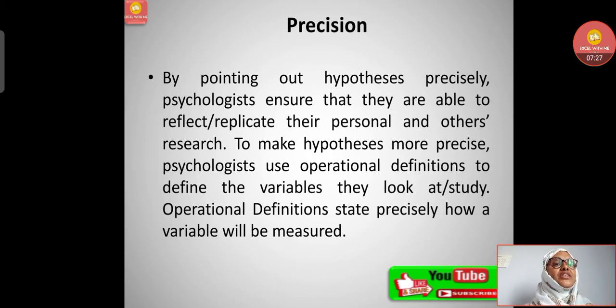Now, the second characteristic of scientific method is precision. By pointing out hypotheses precisely, psychologists ensure that they are able to replicate their own and others' research. Obviously, psychologists will ensure that they are able to replicate the other person's theory or not. To make hypotheses more precise, psychologists use operational definitions to define the variables they look at or study. Operational definition, what does it state? Precisely how a variable will be measured. That is the motto of this precision.